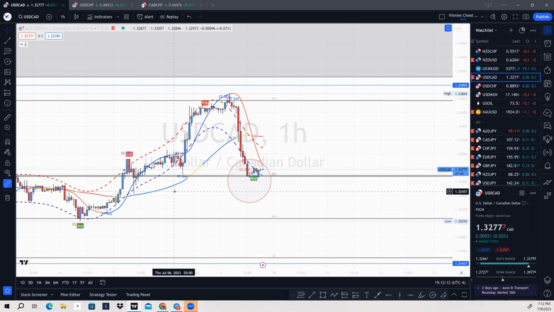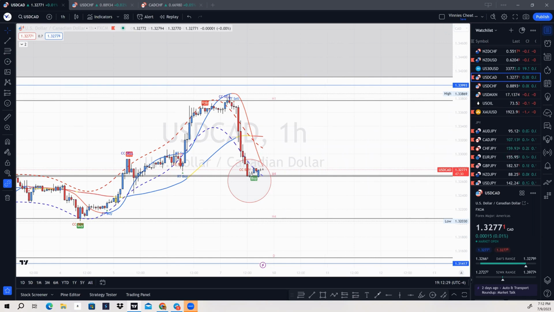Price goes outside of the band. So again, we don't have our break and retest yet. We're looking for price to break the Hull moving average. Once price breaks the Hull moving average and we get a retest, then we'll look to take a buy on USD CAD. Okay, we'll look to buy USD CAD.